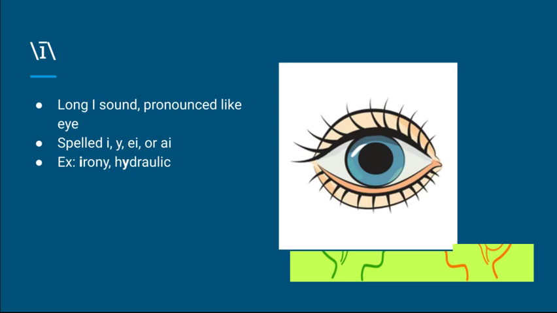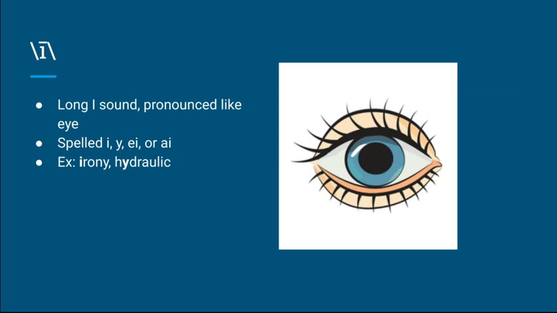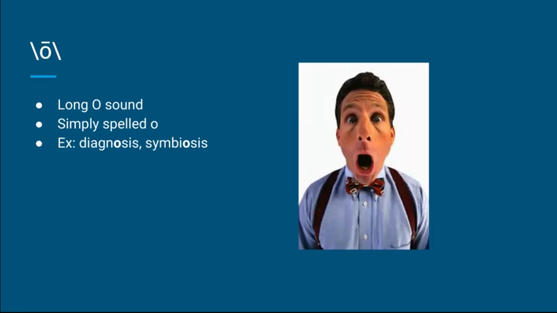Next, we have the long I sound, which is pronounced like the word I. So the long I sound can be spelled I, Y, EI, or AI. This might seem like a lot, but usually it's pretty simple to figure out which one is which. For example, the word irony, it's spelled I. The word hydraulic, it's spelled Y.